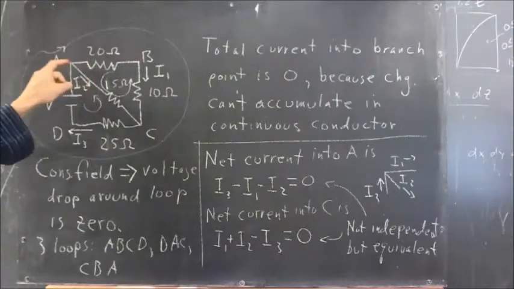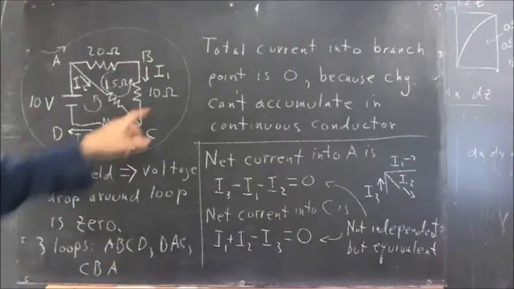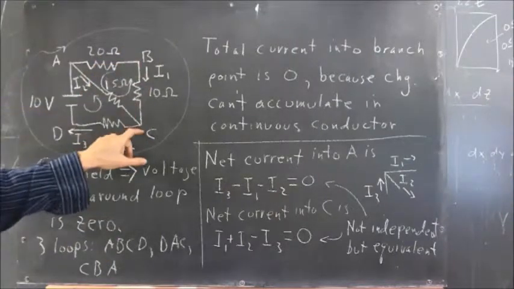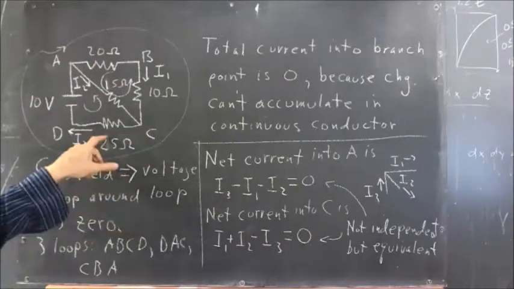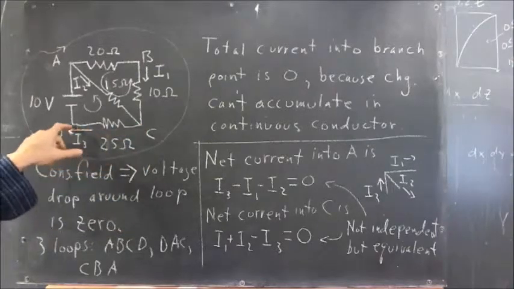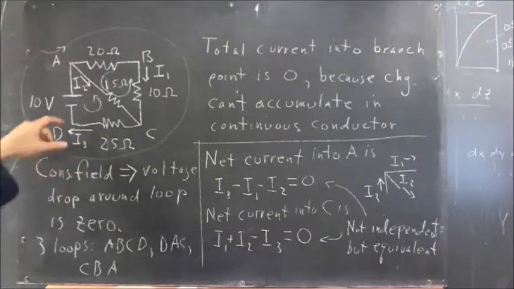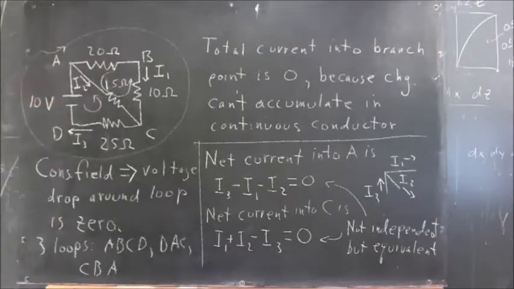A 20 ohm resistance between upper left and upper right, a 10 ohm resistance between upper right and lower right, a 25 ohm resistance between lower right and lower left, and a 10 volt source between lower left and upper right. Now we label those points A, B, C, and D for easy reference. They weren't labeled in the document, but we went ahead and labeled them.